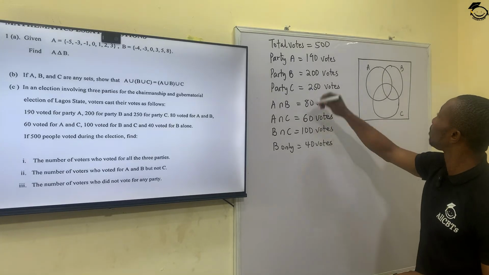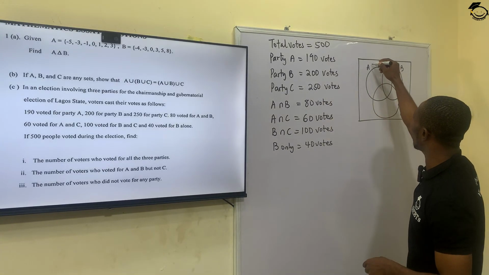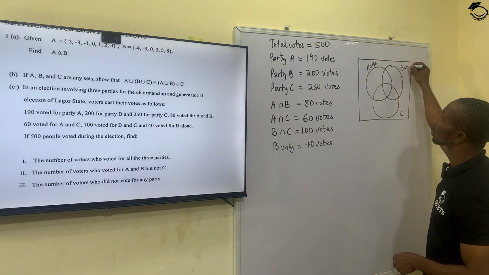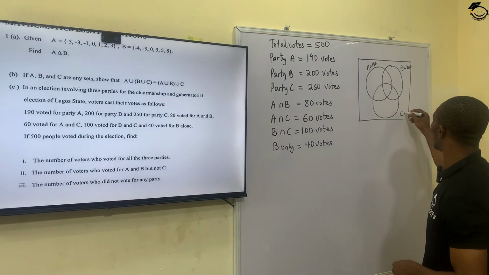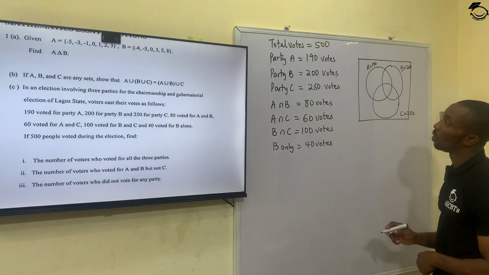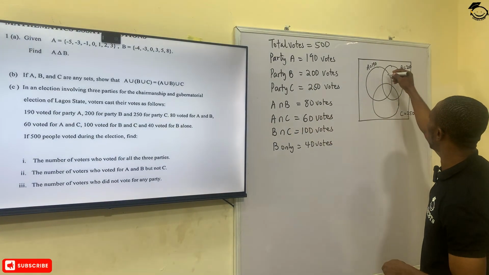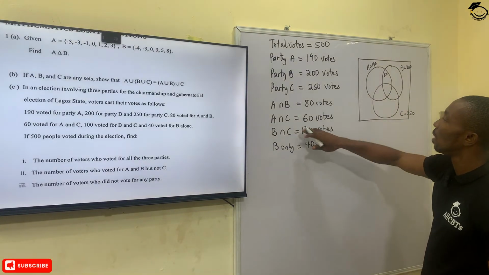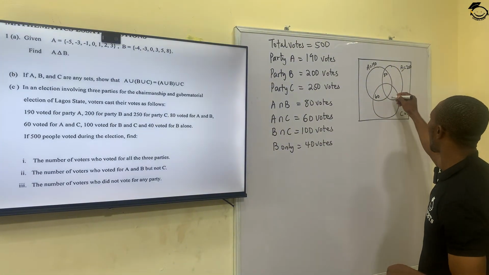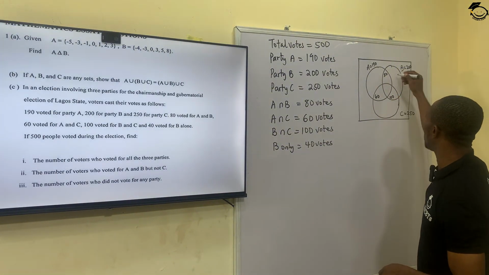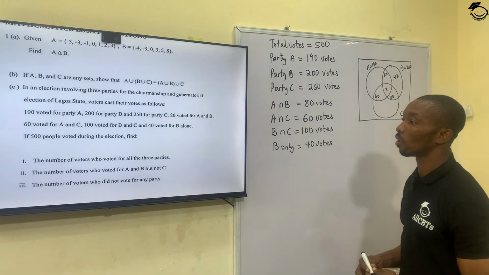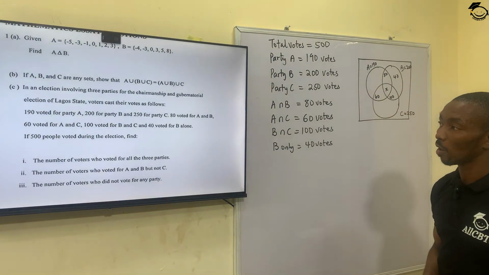Okay, now from here, we are given that the total vote for Party A is 190. Total vote for Party B is 200. And the total vote for Party C is 250. Now, intersection A and B, we have 80. A and C, we have 60. B and C, we have 100. Okay, B only, we have 40. And we have our X as the number of people who voted for the three parties.